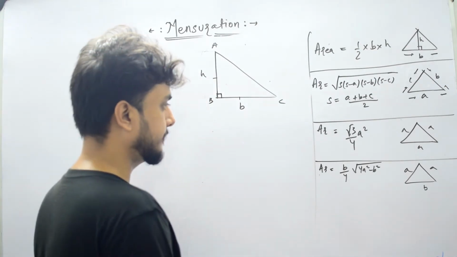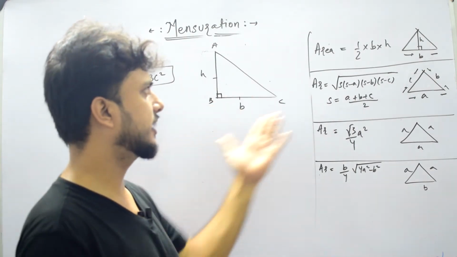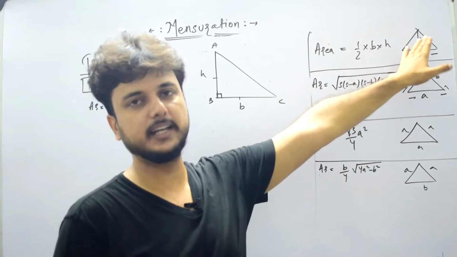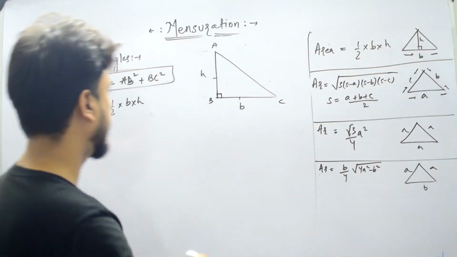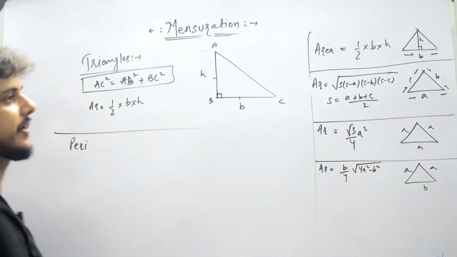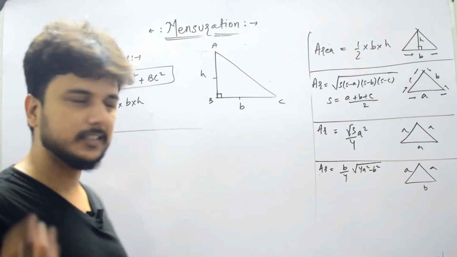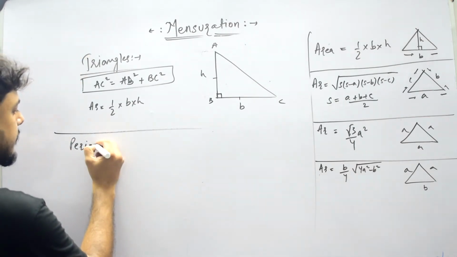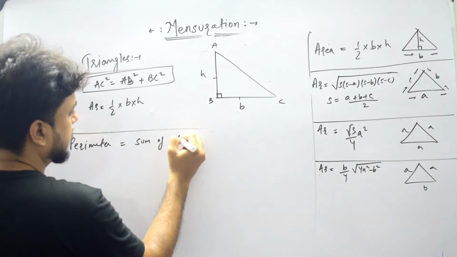Now see, what about the perimeter of all these triangles? If it is a scalene triangle, all of the sides are different lengths, so basically the sum of all sides. Sum of all sides is always the perimeter. It doesn't matter if it is a triangle, a quadrilateral, or an 8-sided polygon. Perimeter is always the sum of all sides.